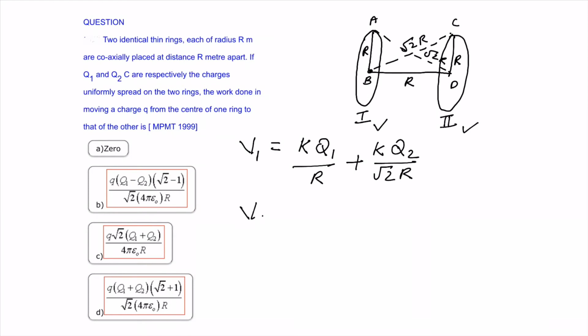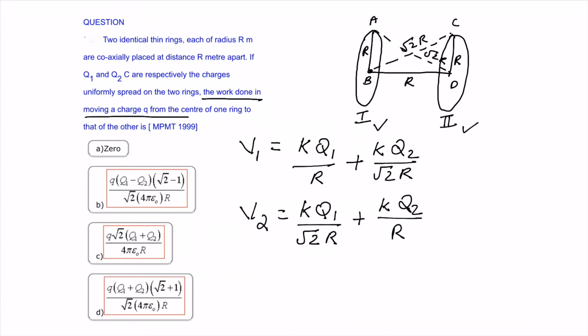Now potential at the center of the second ring is equal to, again it is due to two reasons: potential due to the charge on the first ring, and that is at a distance of root 2r, plus k q2 by r, right? Now what we are doing, we are moving a charge from one ring to another. Assume we are moving a charge from second ring to first ring. So you already know that there is an equation like this, right?